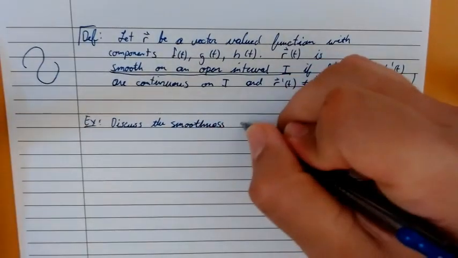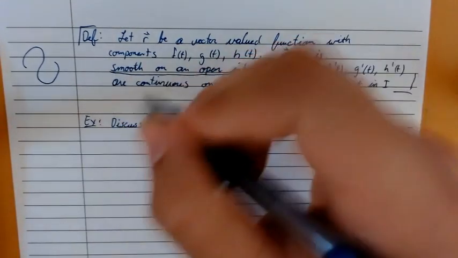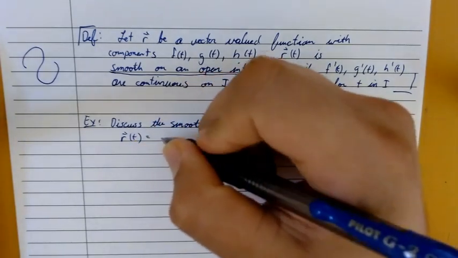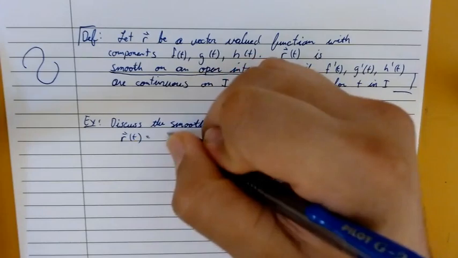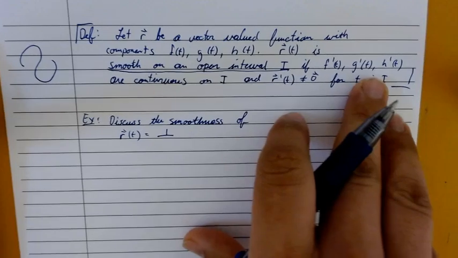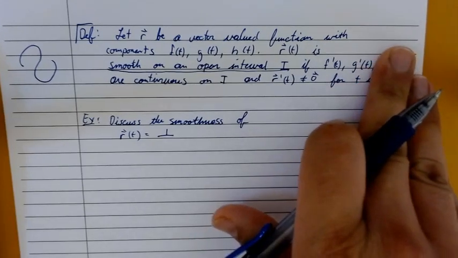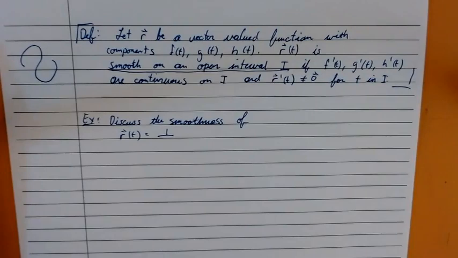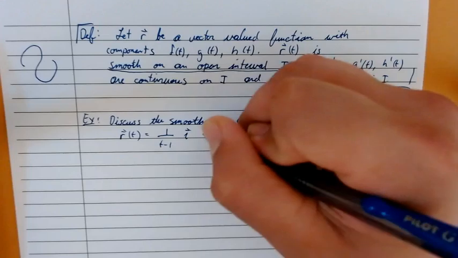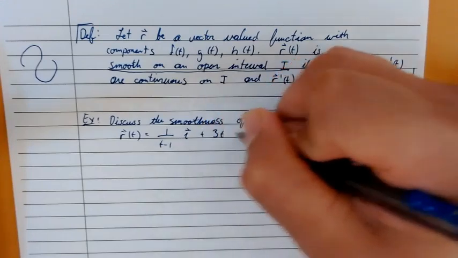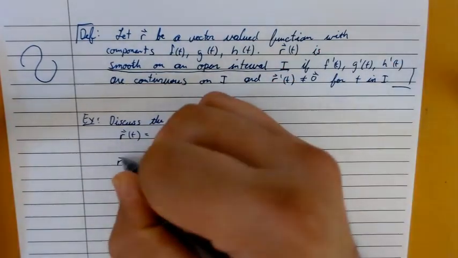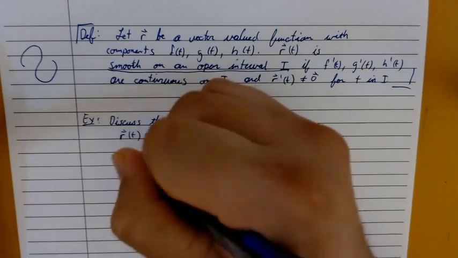Discuss the smoothness of R of t equals, let's stick with something in 2 dimensions. Obviously, in 3 dimensions, it works just as well as in 2 dimensions, where you simply don't have a third component. So here, let's say R of t equals 2t minus 1 i plus 3t j. So first, let's go ahead and find the derivative of r, because that will give us the derivative of all of its components.